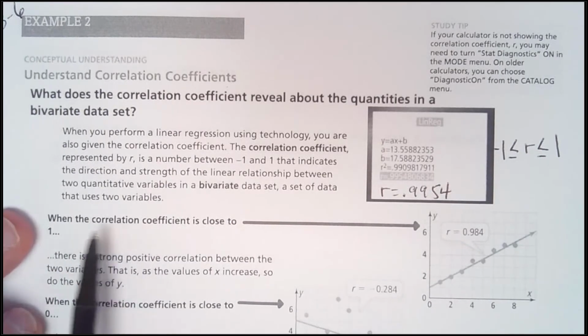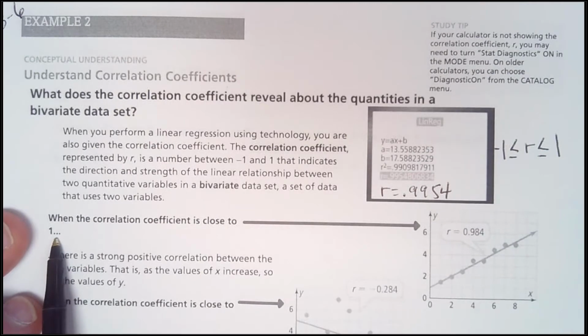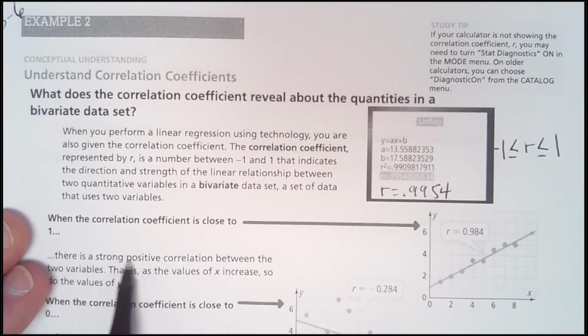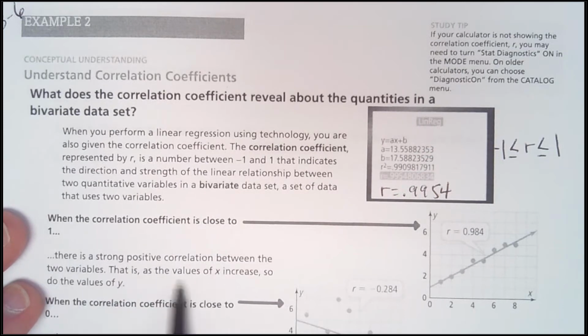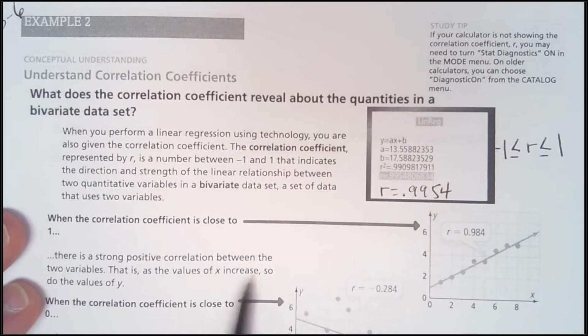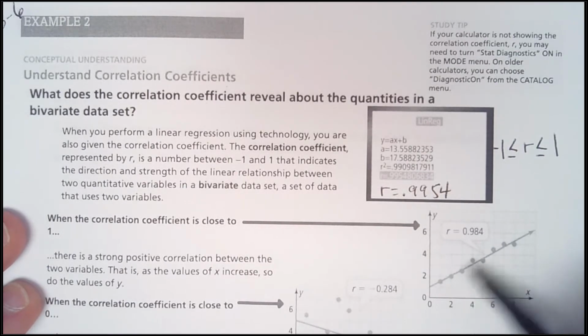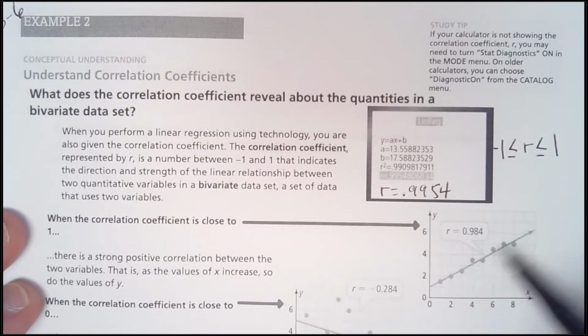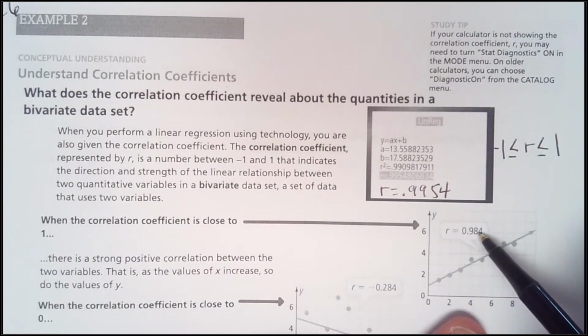Okay, so if the correlation coefficient R is close to 1, then there is a strong positive correlation between the two variables. That is, as the values of x increase, so do the values of y. This would be an example of a strong positive correlation. As x's get larger, y's get larger. A strong positive correlation would have an R value that's close to 1. So 0.984, very close to 1.